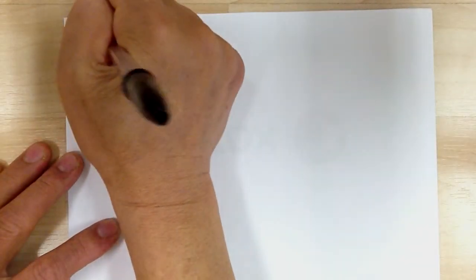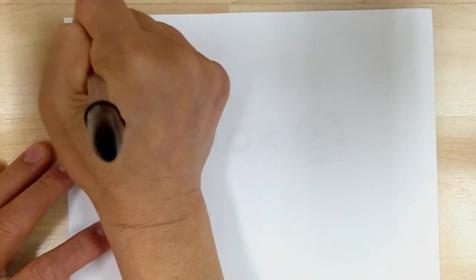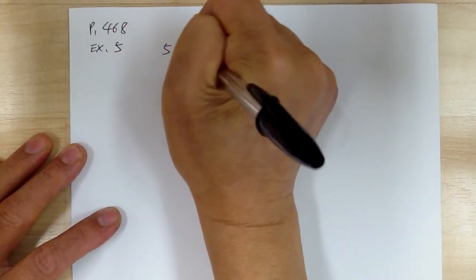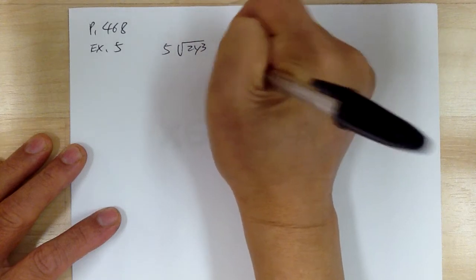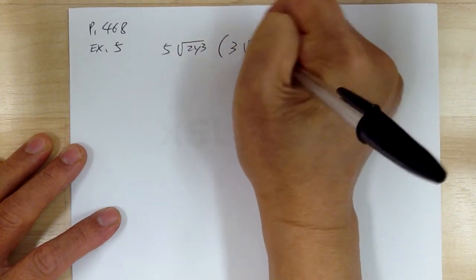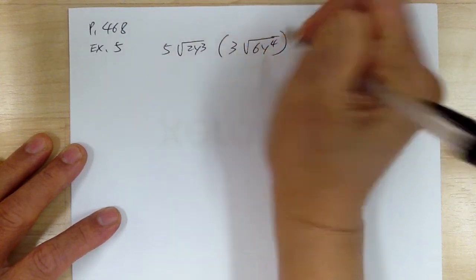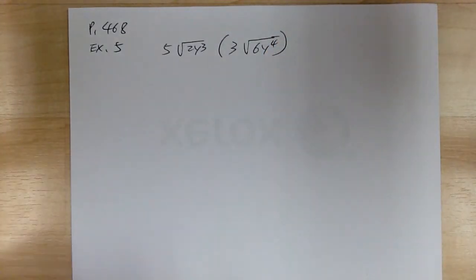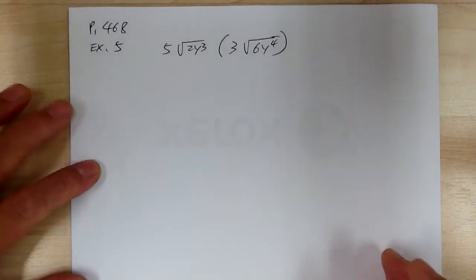Okay, now let's go to example 5. Okay, so you got 5 square root of 2y to the 3. And you have the parentheses 3 square root of 6y to the 4. Now again, the parentheses mean just multiply. So same as before, nothing different. You just have extra parentheses, that's all. So you do exactly the same.